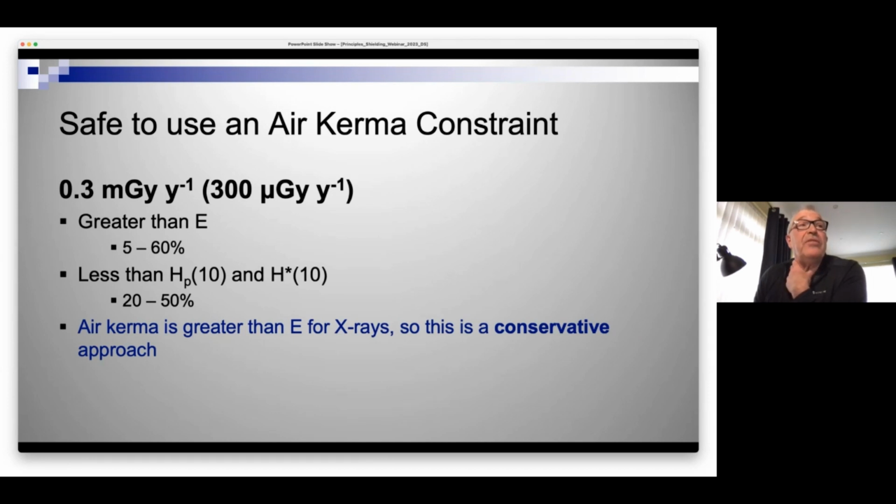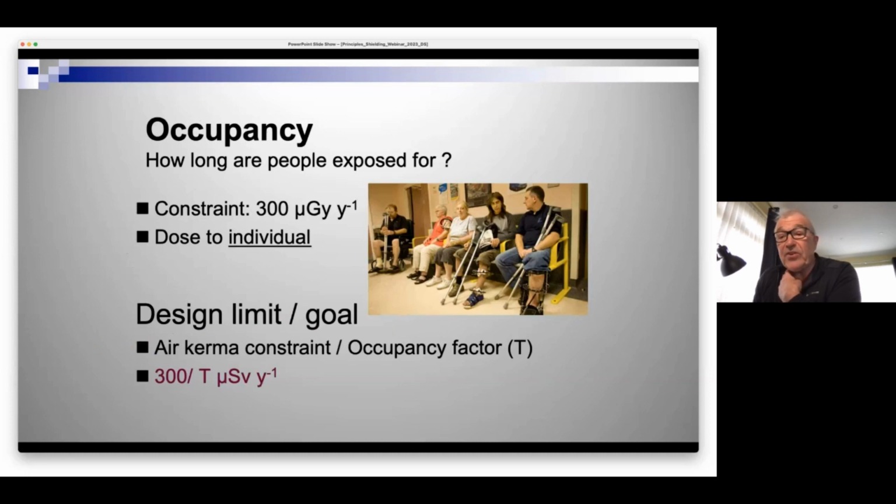But essentially, it's safe to use an air kerma constraint of 0.3 milligray per year as a surrogate for 300 microsieverts per year. This is because air kerma is greater than E by between 5 and 60%. So it's a conservative approach. Using air kerma is a conservative approach. So that's the first thing. We can just measure the air kerma out of an X-ray set, work out how much of that air kerma is incident on a barrier, and use that to determine the thickness required. It will give us a conservative estimate of shielding.